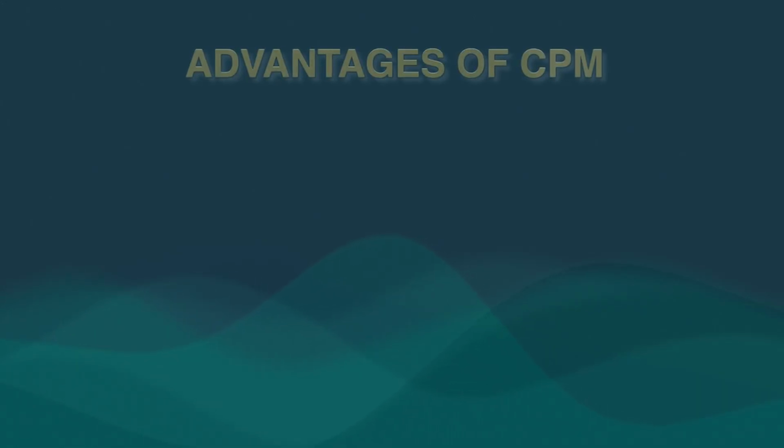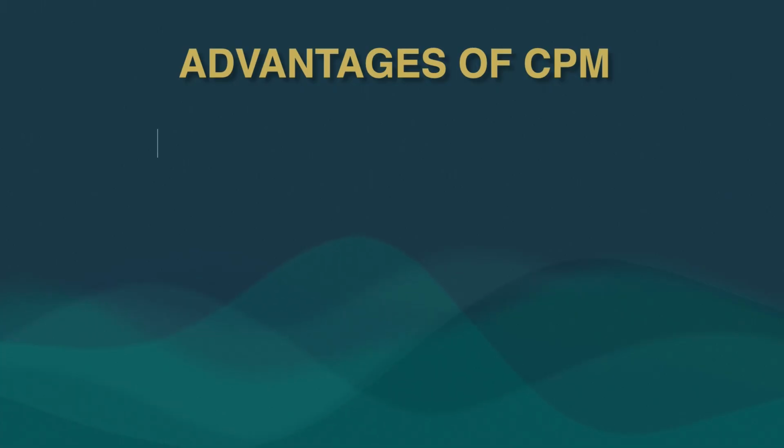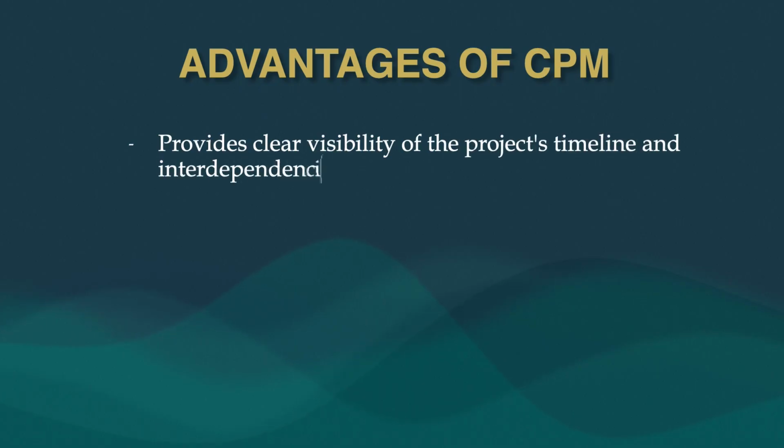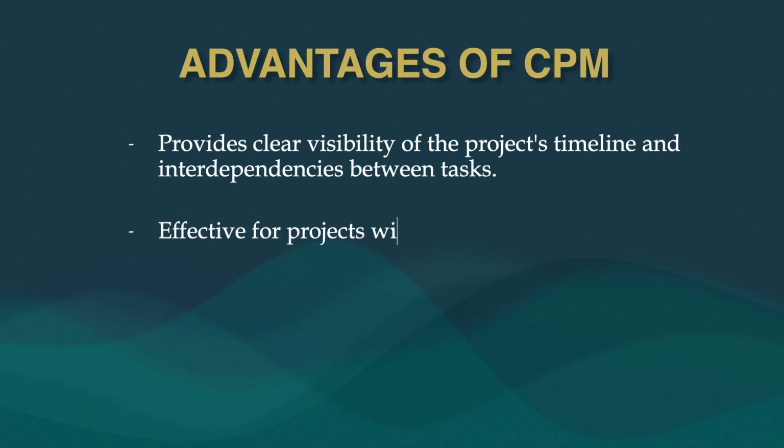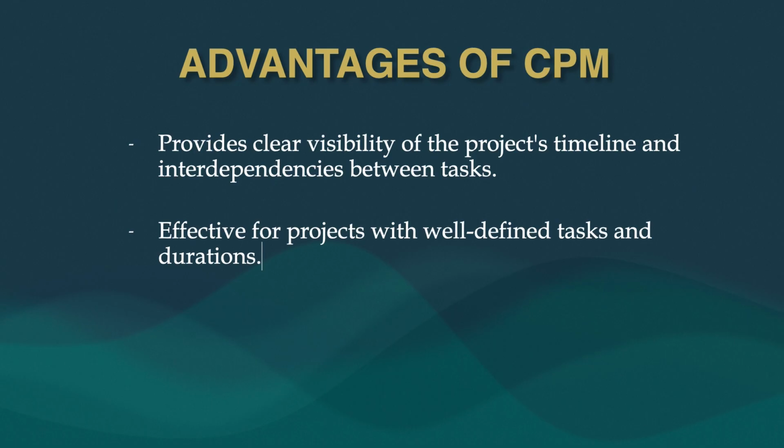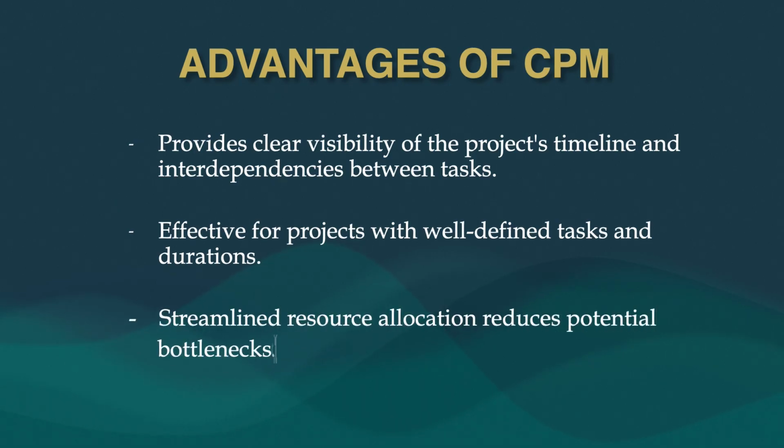Now, what are the advantages of critical path method? Number one, provides clear visibility of the project's timeline and interdependencies between the tasks. Number two, effective for projects with well-defined tasks and durations. Number three, streamlined resource allocation reduces potential bottlenecks.